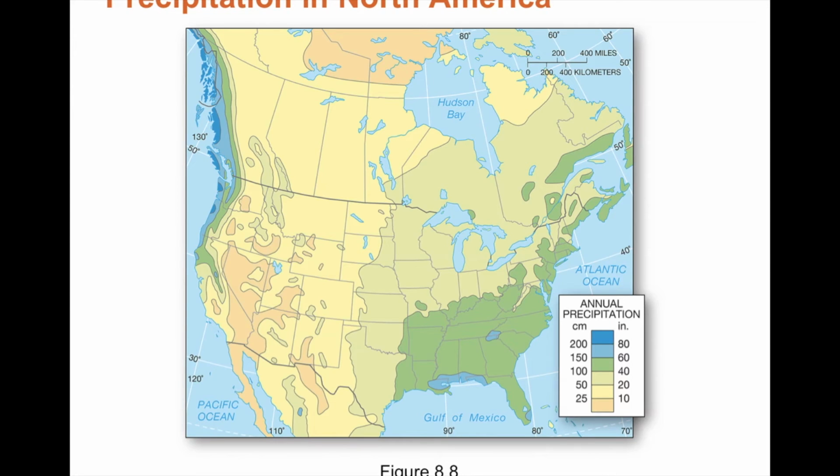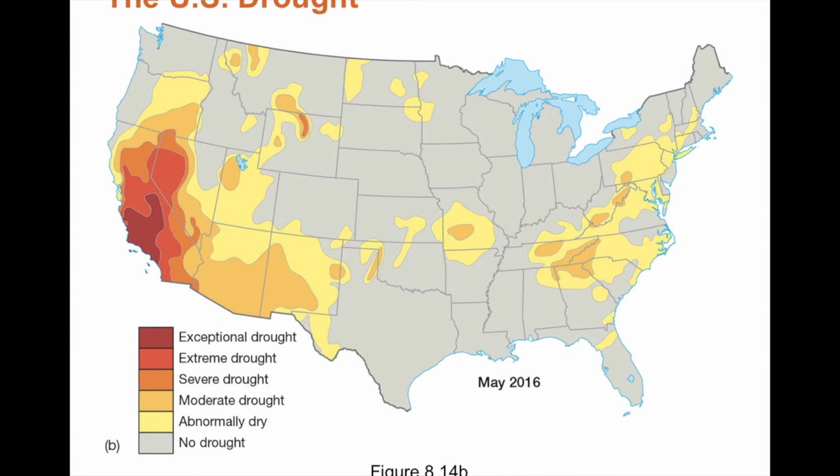Now, precipitation in North America very much depends on where you're at. The East Coast is wet, the Pacific Northwest is very wet, and the central part of the country is the drier part of our country. As you can see on this map, part of the country experiences droughts frequently in the desert Southwest, especially in California. Droughts are prolonged areas of lack of rain.